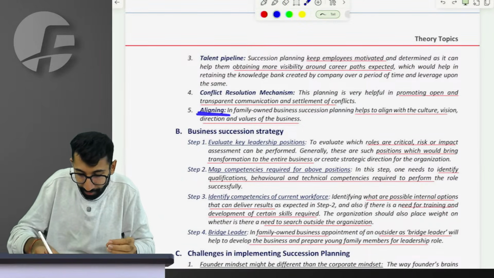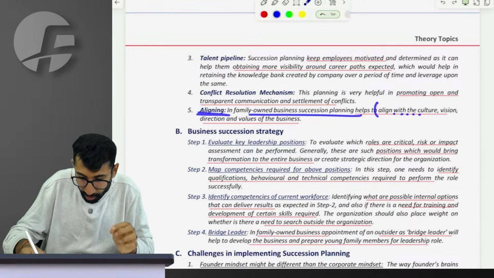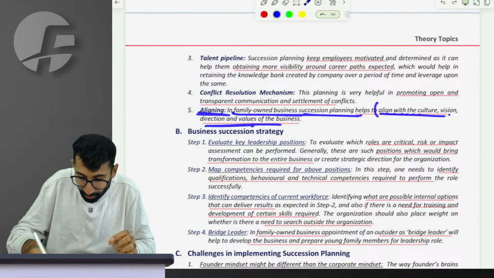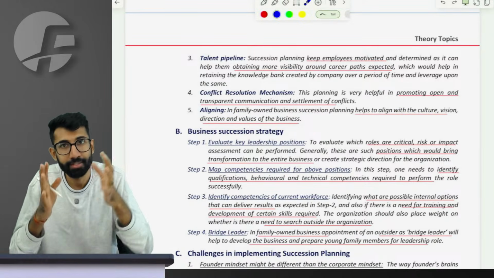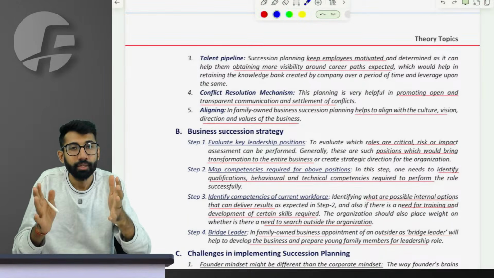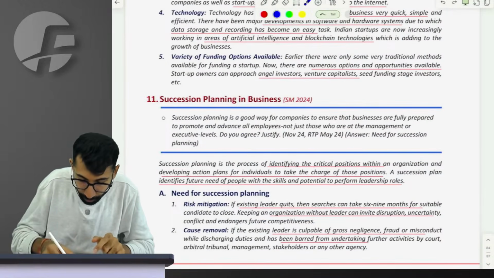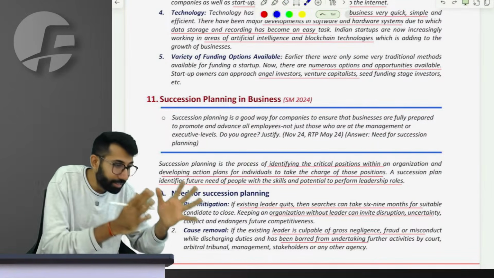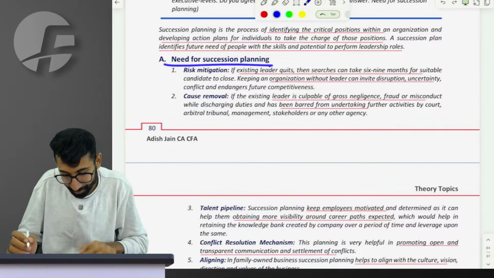And last is aligning. Succession planning in the family owned business helps to align the culture, vision and the values of the business. Sir, the business that you do has a culture, has some values, has some vision. So the person who's joining here has to be aligned with the company. If there is a plan in place which prepares the individual, that alignment becomes easy. Aligning that individual for that entire setup becomes easy. That is the need for succession planning.